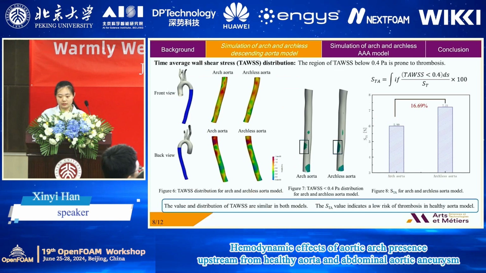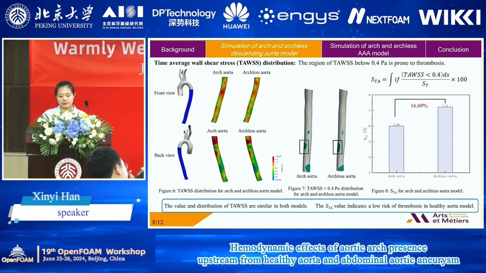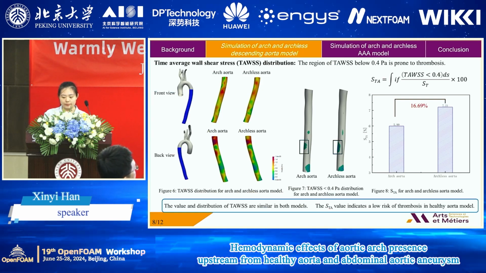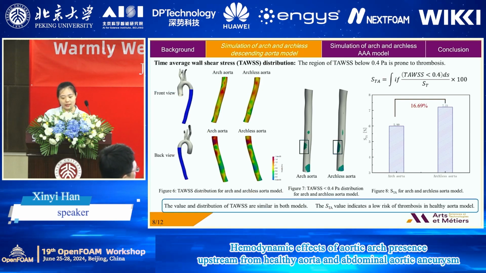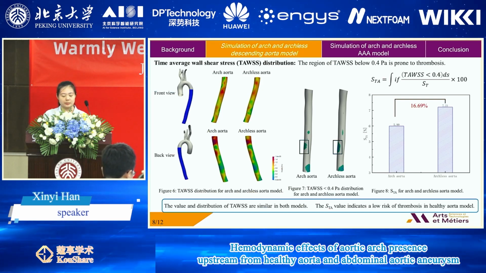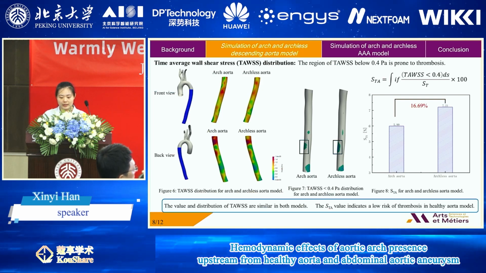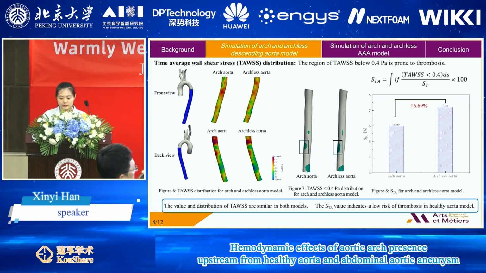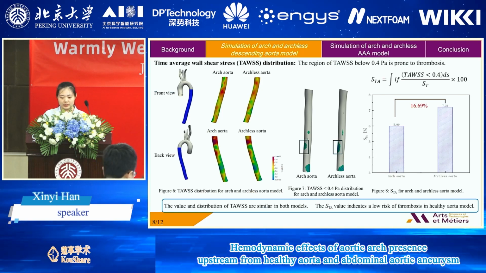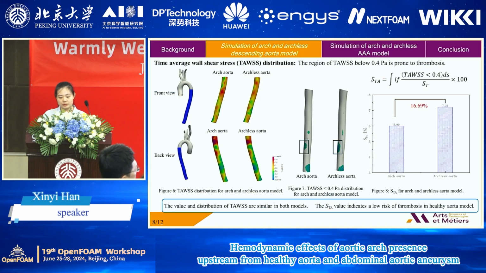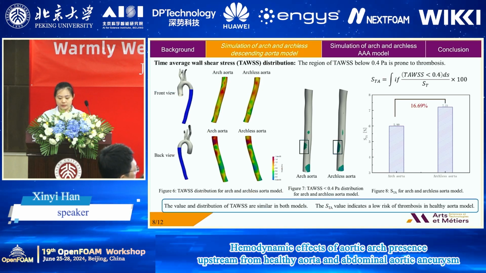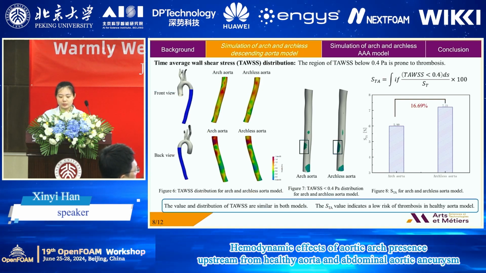Secondly, the time average wall shear stress distribution for ARCH and ARCH-less model are shown in figure 6. In this figure, we can understand the value and the distribution of time average wall shear stress are similar in both models. And the region of low time average wall shear stress is prone to thrombosis. The low time average wall shear stress percentage are 5% in ARCH model and 7% in ARCH-less model.